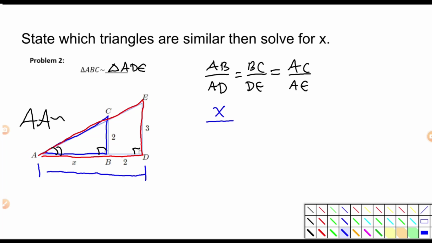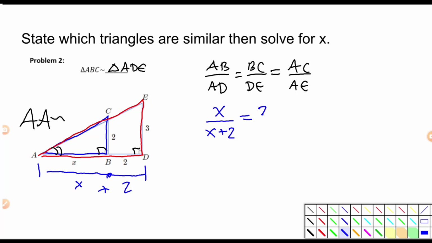That's how long AD is, that whole length. And that distance is x plus 2. That's the mistake a lot of students make: they'll either write 2x or just write 2 instead of adding those together. This distance is x and this one is 2, so the total distance will be x plus 2. We'll have to add those two together. That's the mistake most students make, and after that, it's pretty simple.